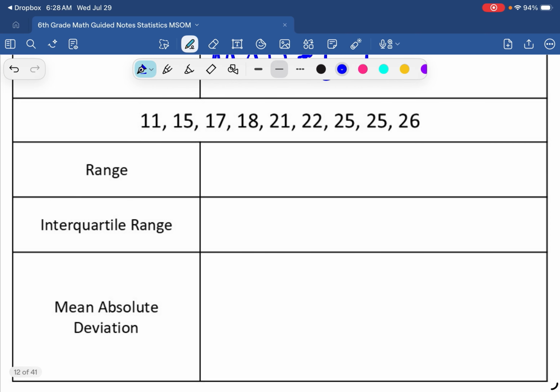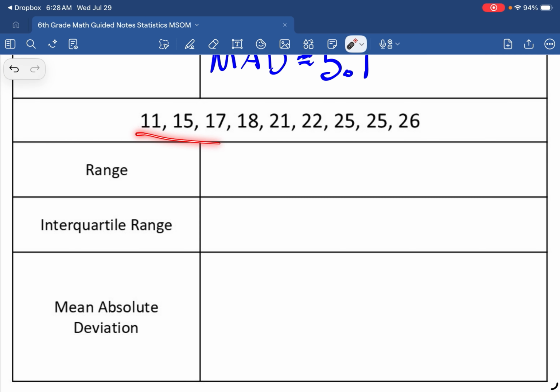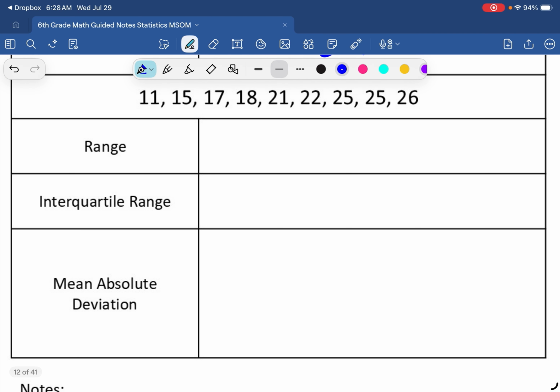All right, now we are going to figure out the range, interquartile range, and mean absolute deviation of this data set right here. Again, it's already in numerical order, so I don't need to rearrange that. The range is the maximum minus the minimum, or the largest minus the smallest. So 26 minus 11 is 15.